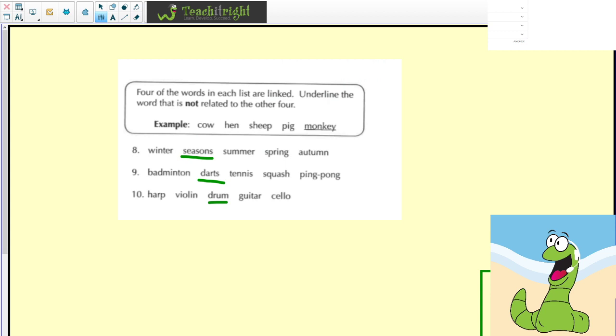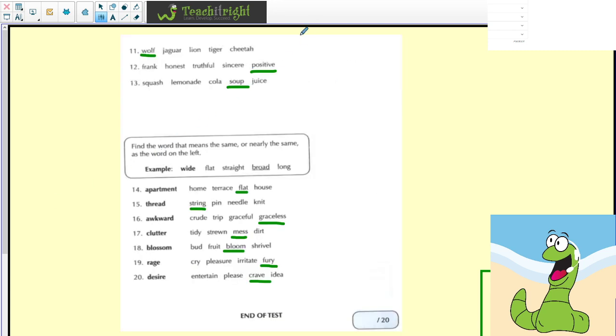And on these ones, again, we're looking for the odd ones out. So we've got seasons, because all the others are, of course, names of the seasons. Then we've got darts. The other 4 are types of racket sport: badminton, tennis, squash and ping pong. And then 10, the other 4 are types of string instruments. So we've got harp, violin, guitar and cello. 11, we've got wolf, because all the others are types of big cat: jaguar, lion, tiger and cheetah. You could have had lynx as well. 12 is the odd one out, is positive, because the others mean telling the truth. And 13, it's soup, because the other 4 are types of cold drink.